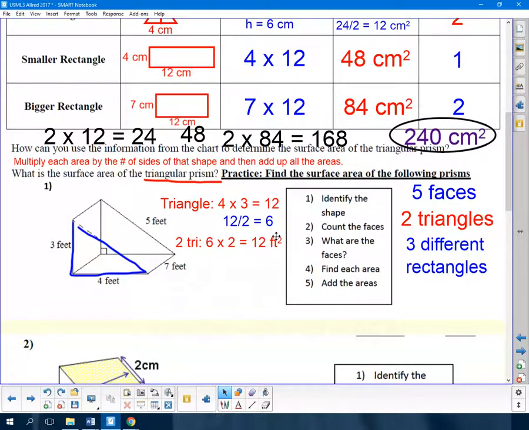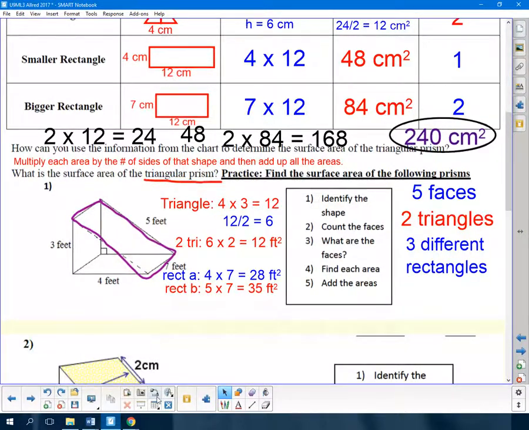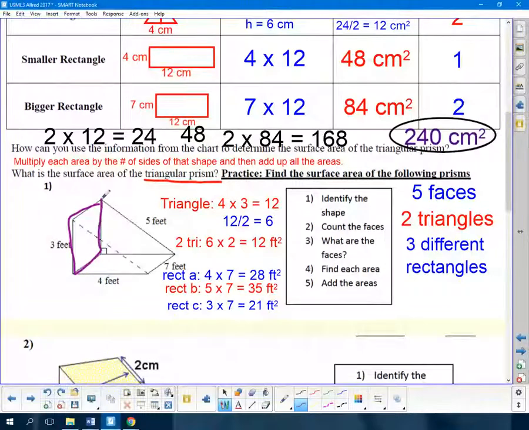That represents both triangles. The rectangle A is the one I'm calling this 4x7 rectangle here on the bottom. I'm about to highlight it for you here in purple, down here on the bottom. It has an area of 28 feet squared. Rectangle B is the 5x7 rectangle up here on the right side in purple. It's 35 feet squared for its area. And then rectangle C is over here on the back side of it in purple. It's a 3x7 rectangle right here on the back side of it. 3 times 7 is 21 feet squared.